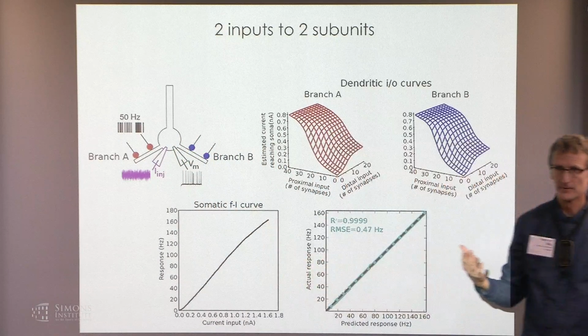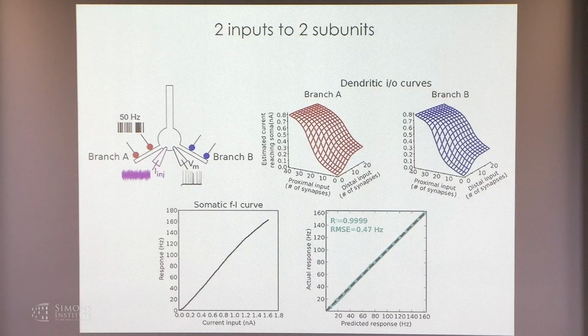Yes? Now you seem to say that if you have these spikes and the voltage sort of propagates into the dendrite, that helps in this linear superposition of the contributions of the different compartments.